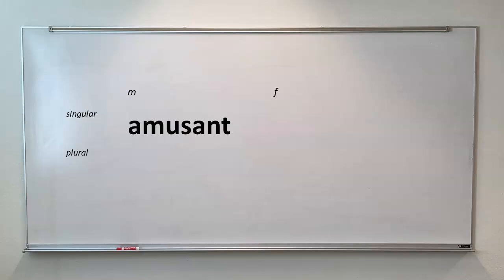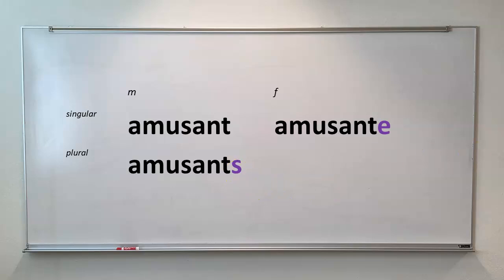Okay, on to another one. Amusant. Amusant is fun, like you're a fun person. So masculine singular, amusant. To make it feminine, add the E. Amusante. Notice the difference in pronunciation. Plural, add the S, remember. Amusants. And then plural feminine, amusantes. Notice the endings. Each one is different. So amusant, amusante with the E, amusants with the S, and amusantes with the ES.